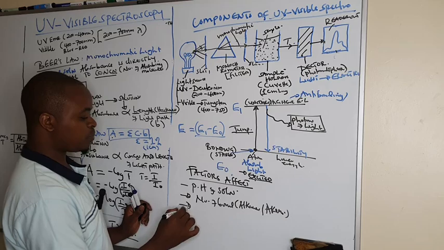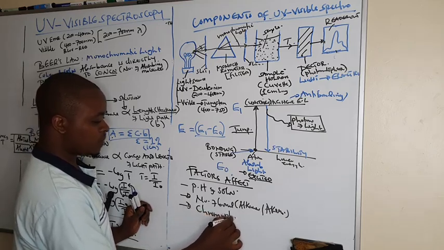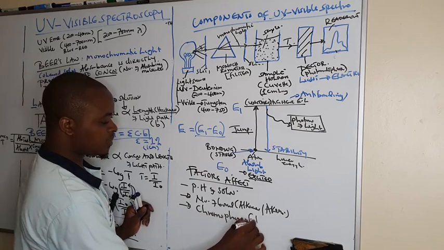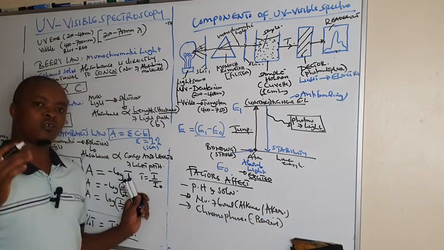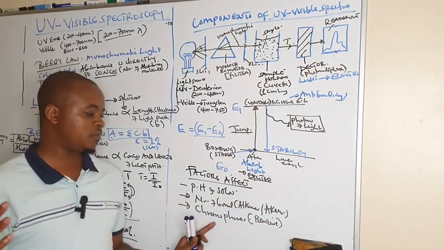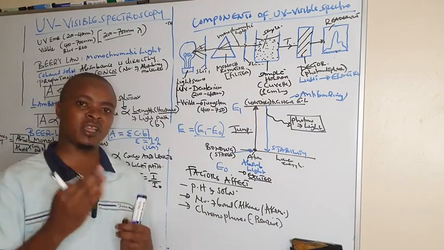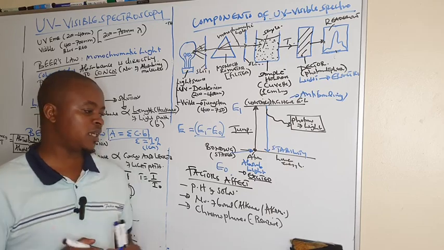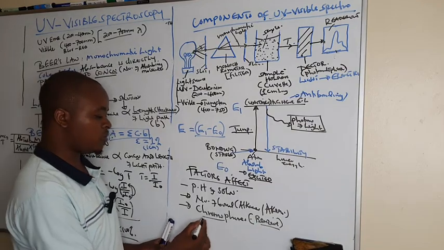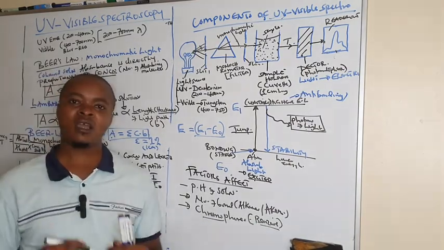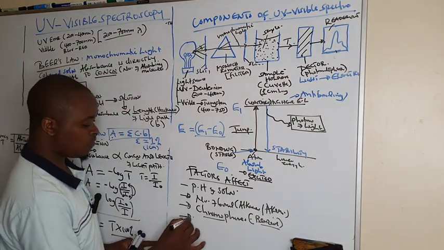Then another one is the presence of chromophores like benzene, which affect the wavelength of light. The chromophores do not absorb light, but they affect the wavelength to be transmitted. An example is the benzene ring acting as a chromophore. Chromophore means these are groups which are colored.